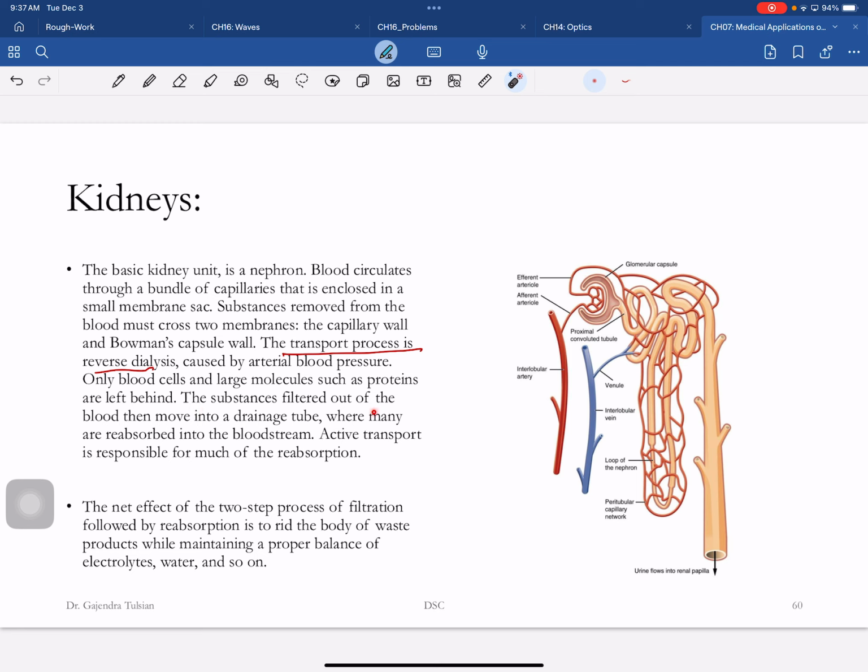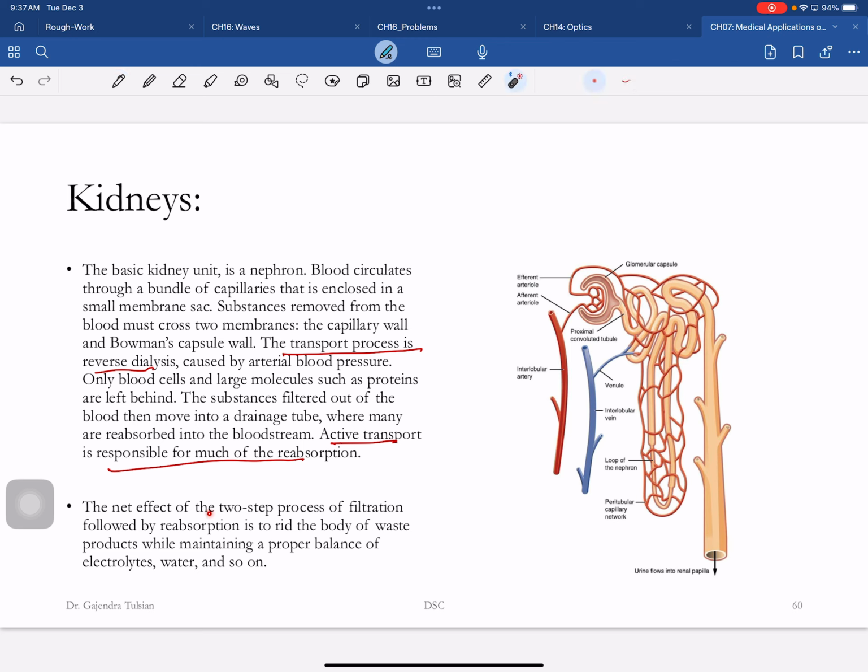So the substance is filtered out of the blood. Okay, filtration is reverse dialysis. You're moving stuff from a lower concentration to a higher concentration. The filtered out of the bloodstream then move into the drainage tube. There's the drainage tube. And active transport is responsible for much of the reabsorption. Okay, so you are having to spend energy to reabsorb much of the good stuff.